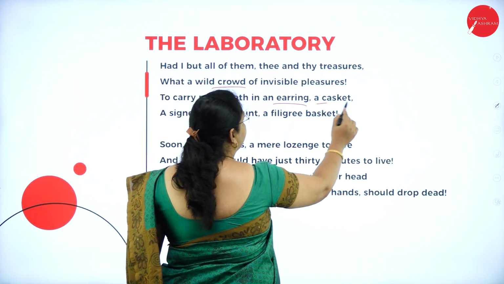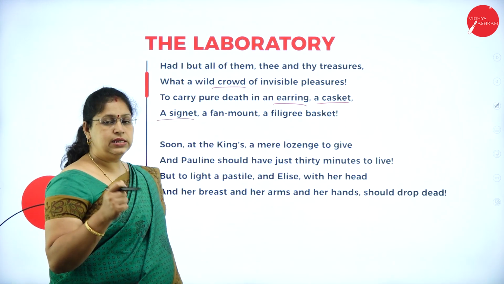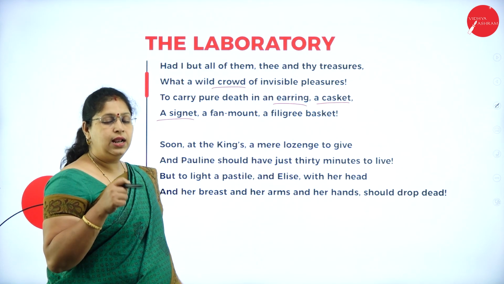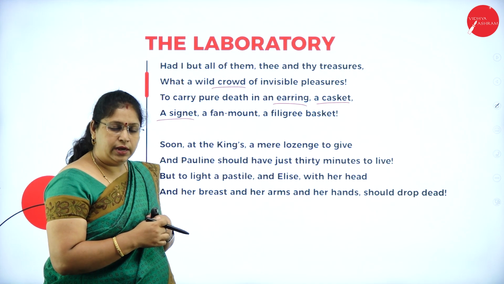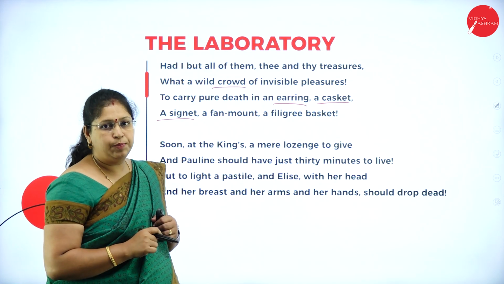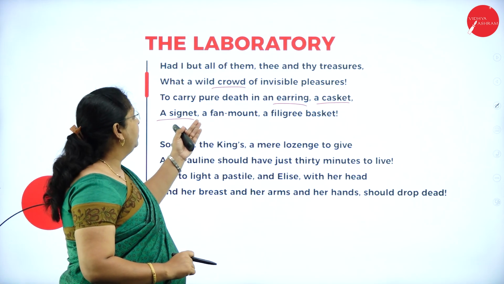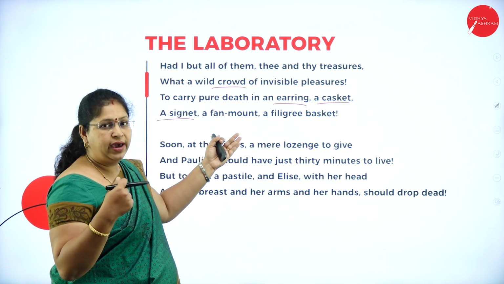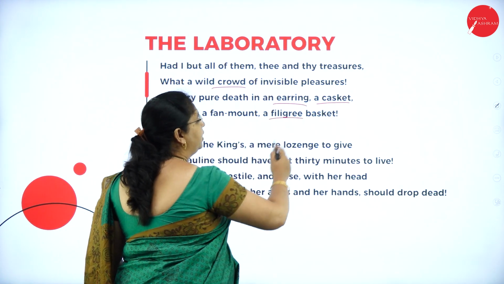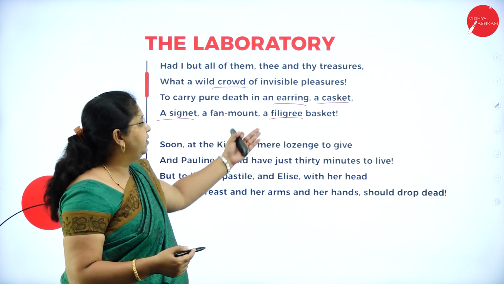Or a casket, it is a small basket, or a signet. Signet is something like a seal. Kings used to have this kind of seal, and they used to have it in their finger ring also, or a small thing used to sign or give their approval for things. Okay. So, that is known as signet. In that also she would carry the poison. Fan mount. So, what they hold, the fan in their hand, that fan mount, or a filigree basket. Filigree means wired basket. The basket which is woven with a wire is called a filigree basket.